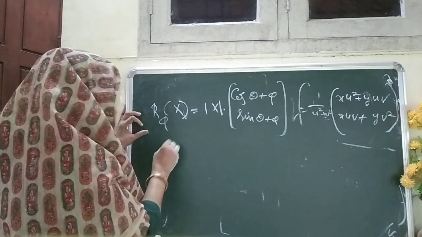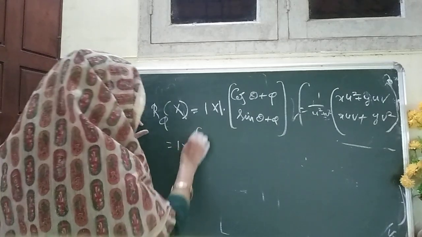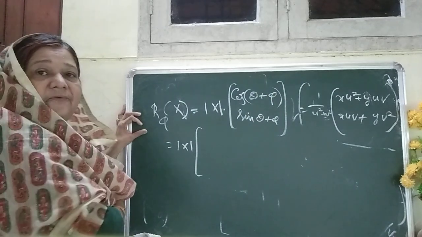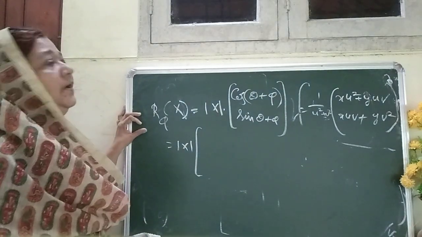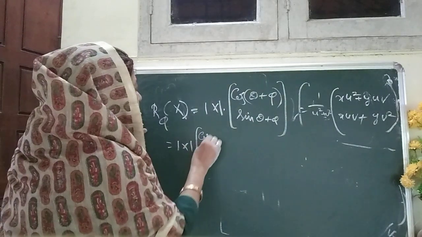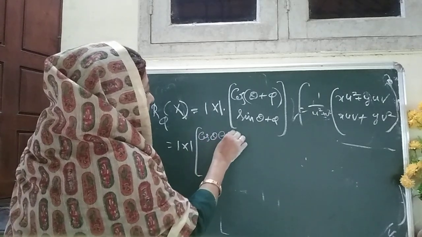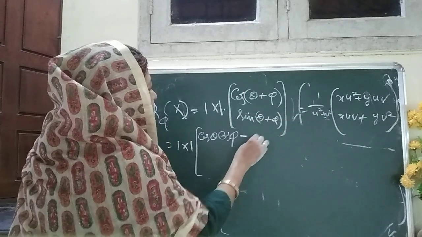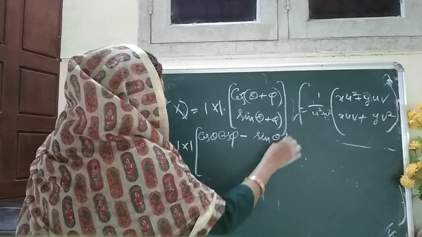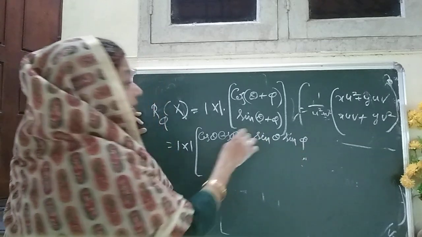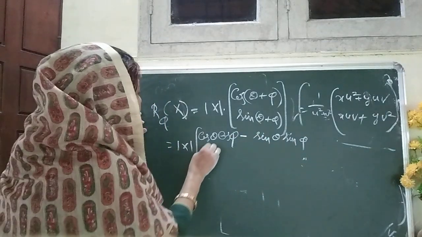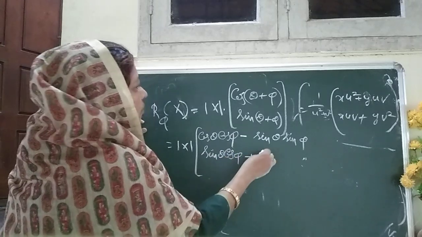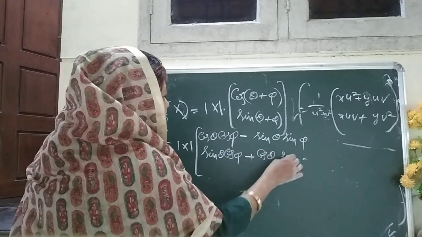That is |x| into... what is cos(a+b)? cos(θ+φ) equals cos θ cos φ minus sin θ sin φ. Similarly, sin(θ+φ) equals sin θ cos φ plus cos θ sin φ.